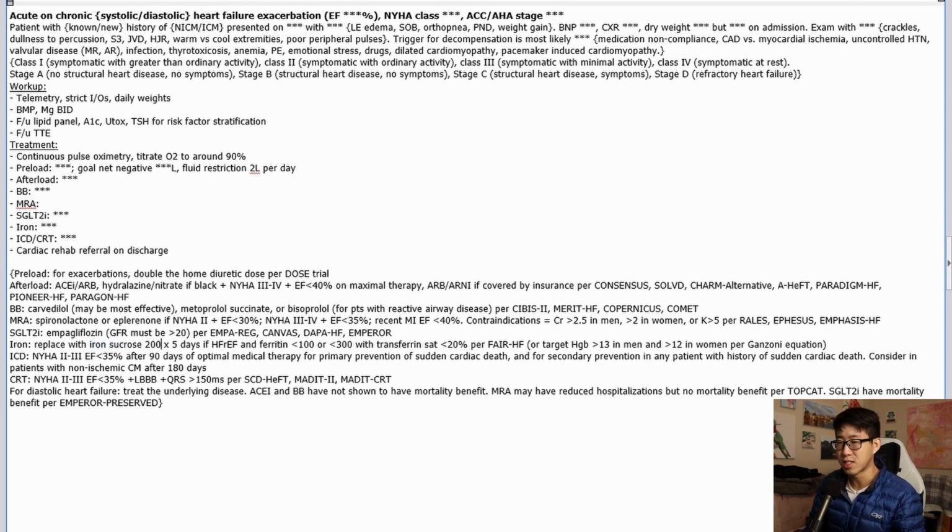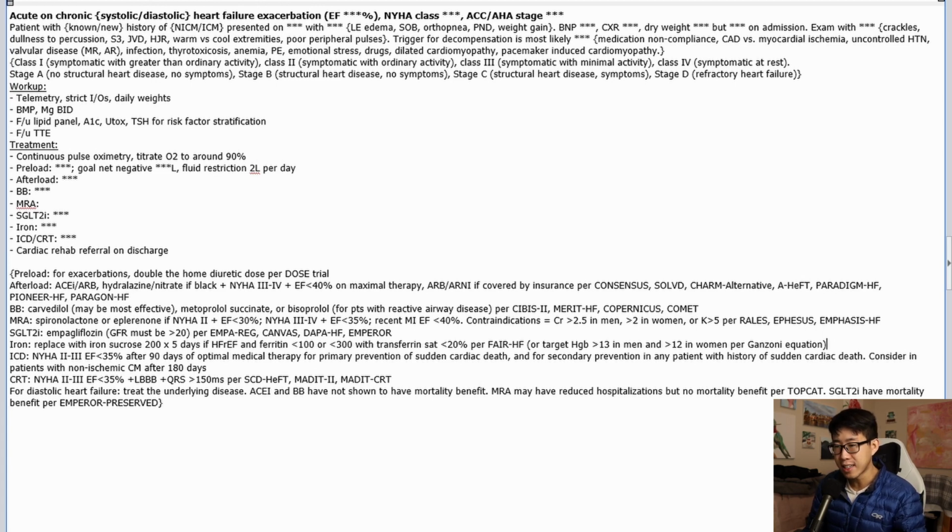Usually, I just do this iron sucrose for 5 days because it's so easy and I don't need to calculate anything. If you really wanted to, you could calculate exactly how much iron they need with the Ganzoni equation, but really just order iron sucrose 200 for 5 days. You're giving them a gram of iron. You're pretty much going to replete their stores pretty well with that.